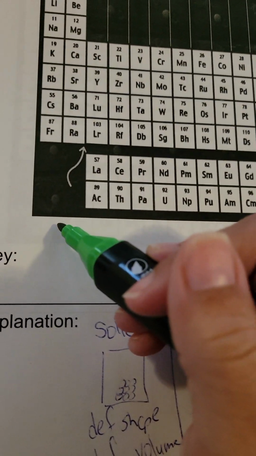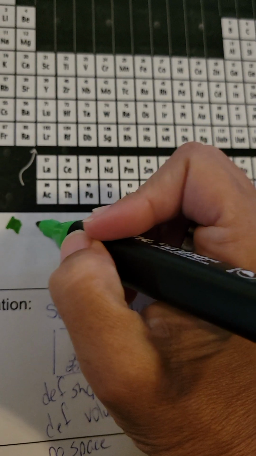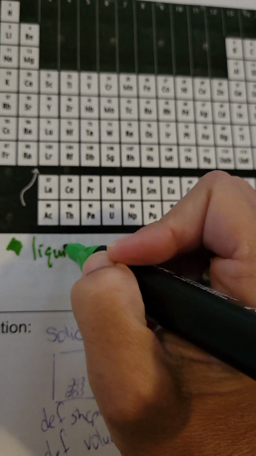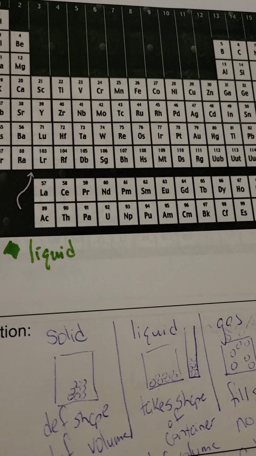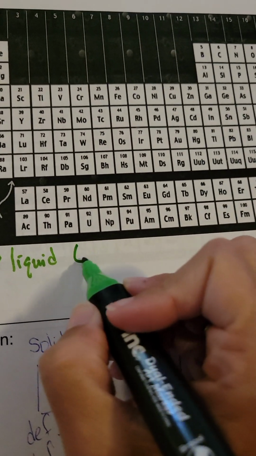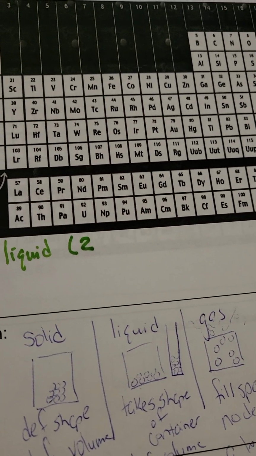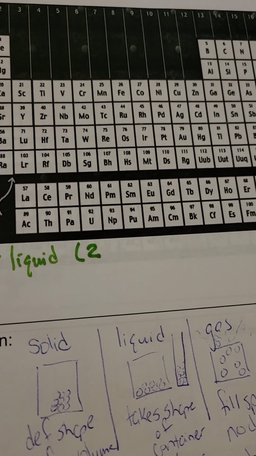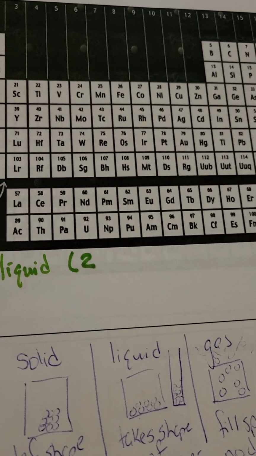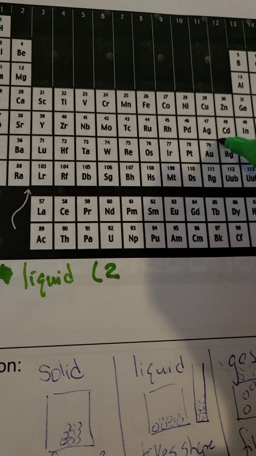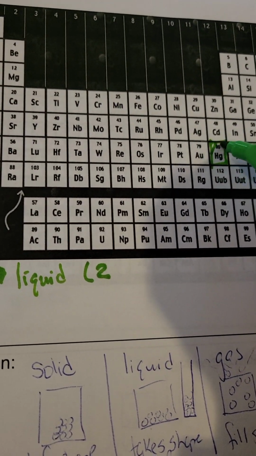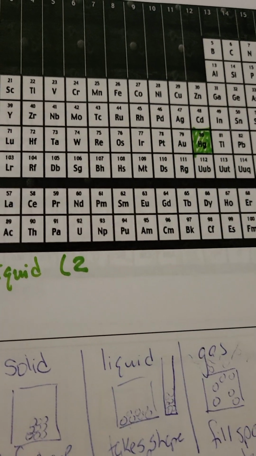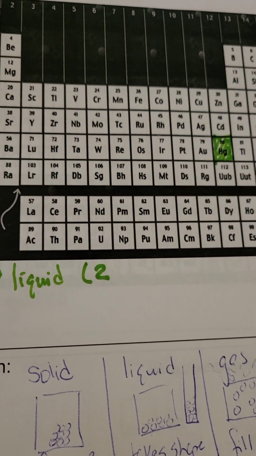Okay, so I'm going to use green. I'm going to set up my key. So green is going to stand for liquid. So at room temperature, there are only 2 elements on the whole table that are going to be liquids. The first one is a metal. So if you find number 80, mercury. Okay, mercury used to be in thermometers. It's that silverish liquidy metal. So mercury is one of them.